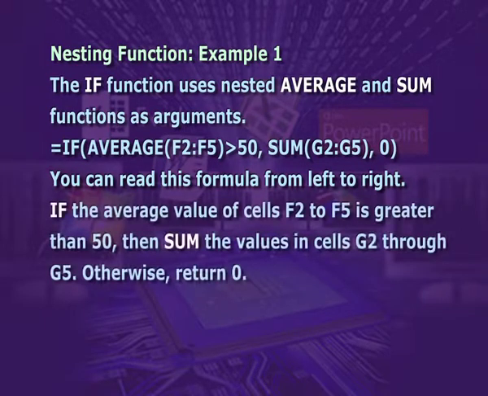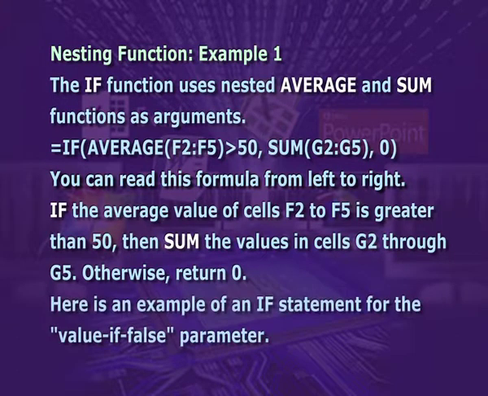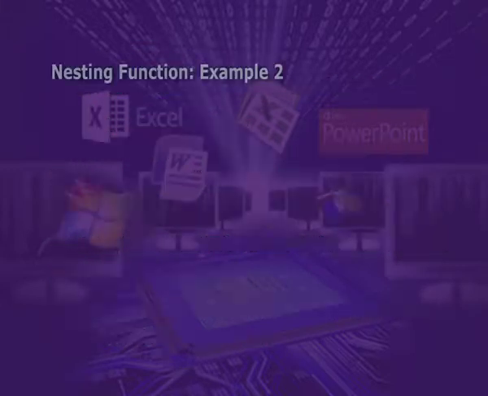If the average value of cells F2 to F5 is greater than 50, then sum the values in cells G2 through G5, otherwise write 0. Here is an example of an IF statement for the value if false parameter. Example 2.